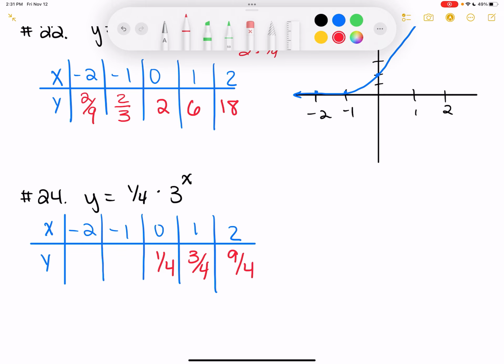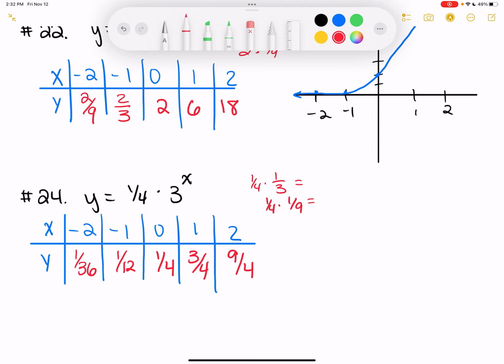All right, if I plug in -1 for x, what do I get? 1/4 times 1/3 is equal to what? You multiply the bottom and the top, so it's just 1/12. If I put in -2, what do I get? 1/9. So it'd be 1/4 times 1/9, which is 1/36.